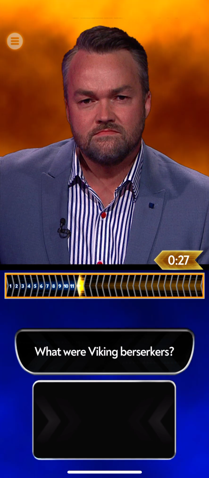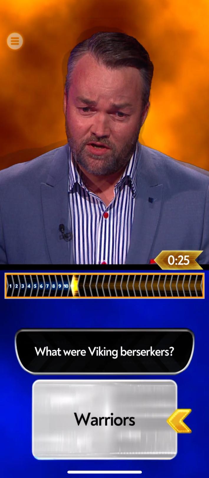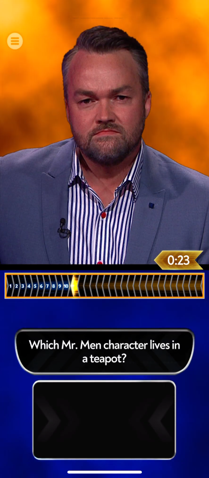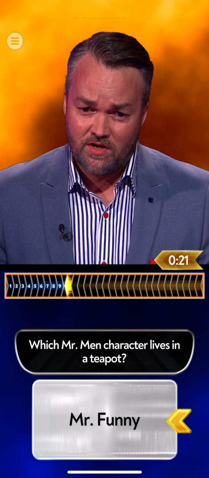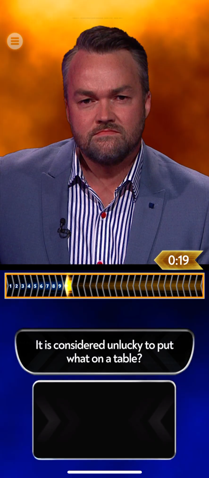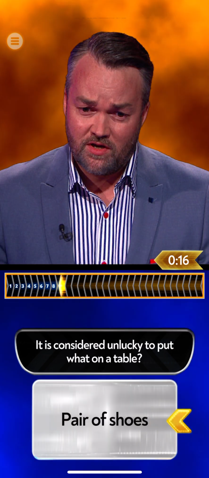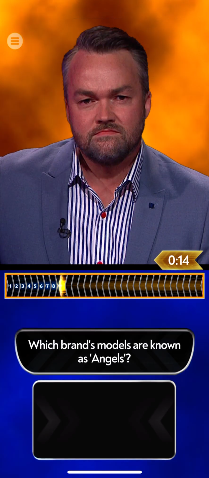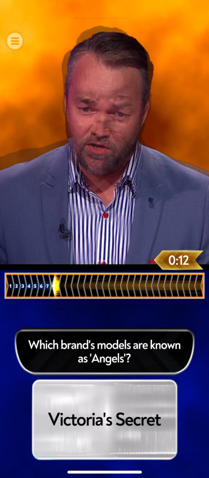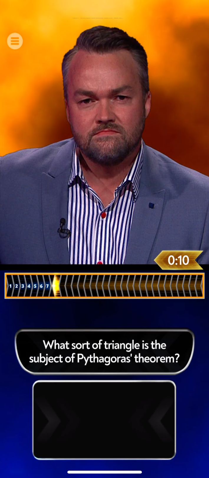What were Viking berserkers? Which Mr. Men character lives in a teapot? It is considered unlucky to put what on a table? Which brand's models are known as angels? What sort of triangle is the subject of Pythagoras' theorem?